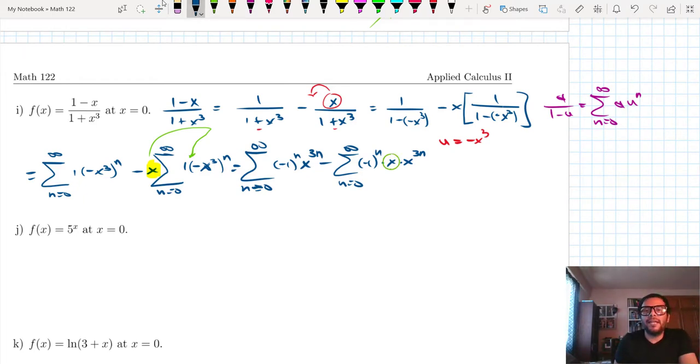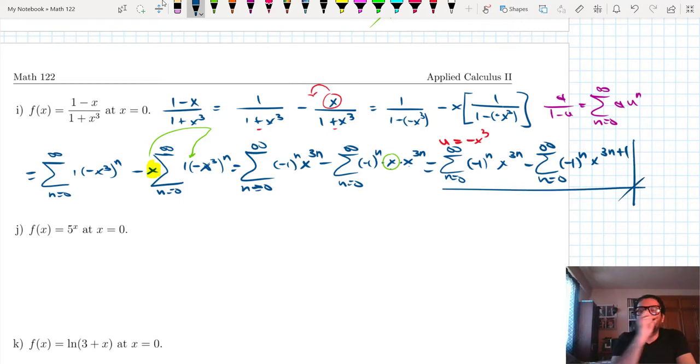So let's add the exponents to have everything in terms of a single base. So this will be equal to sigma n equals 0 to infinity of negative 1 to the n x to the 3n minus sigma n equals 0 to infinity of negative 1 to the n times x to the 3n plus 1. Final answer. Okay.